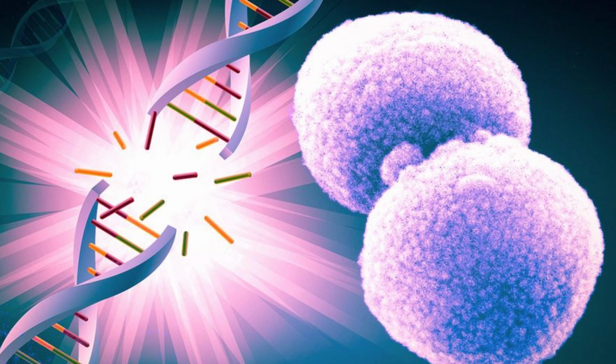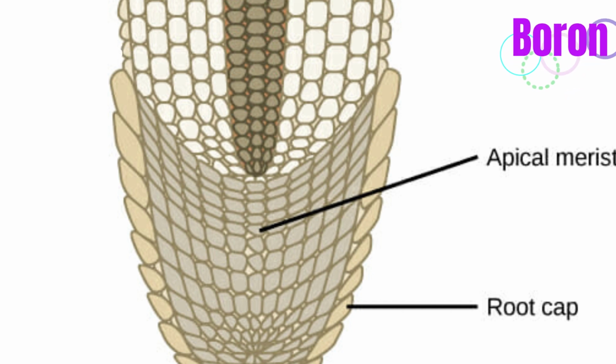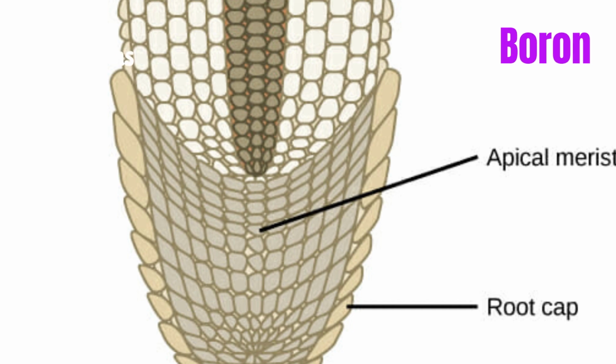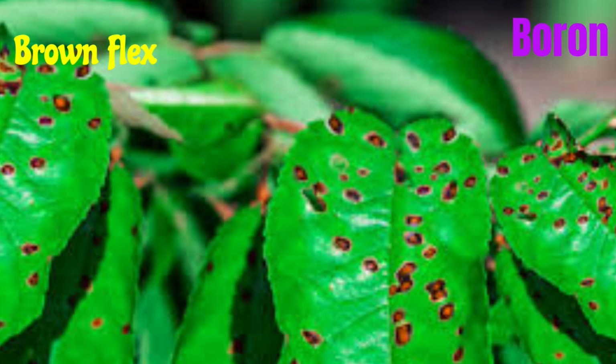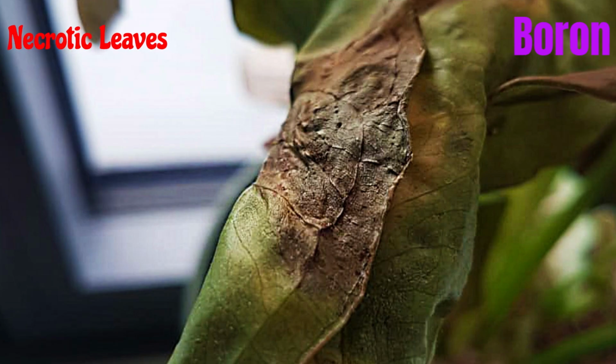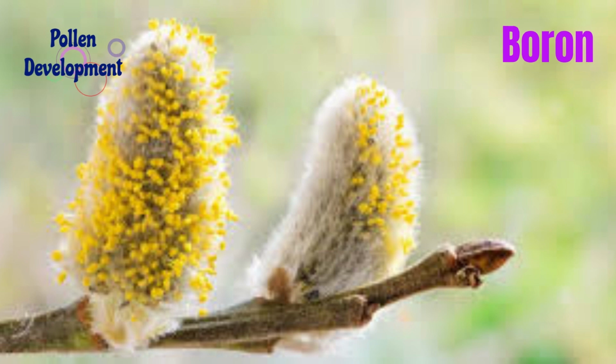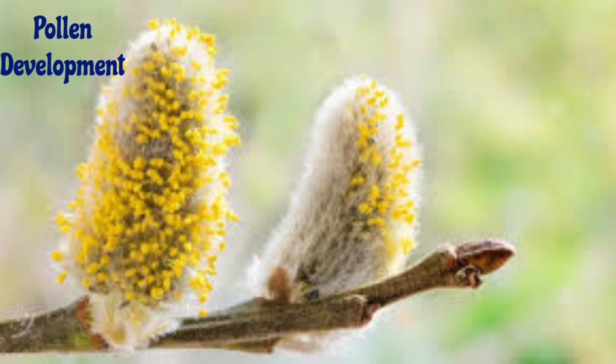The death of meristems, brown flecks, necrotic spots, cracking and corky areas in fruit and tubers, and stunted root tips are some symptoms of boron deficiency. Boron is used for cell wall synthesis in young leaves, pollen development, and increased fertility. It's also responsible for DNA and RNA synthesis.